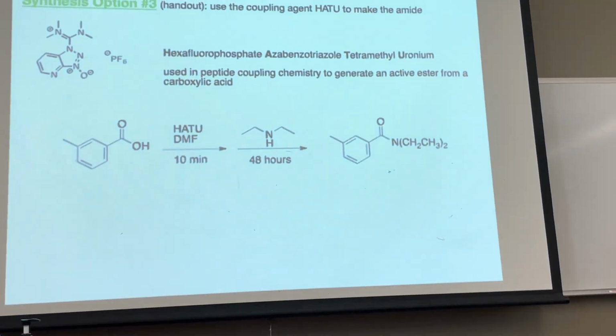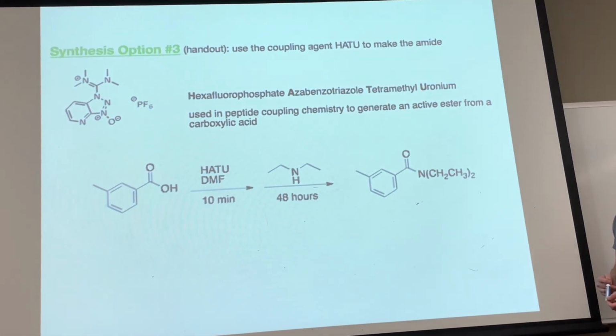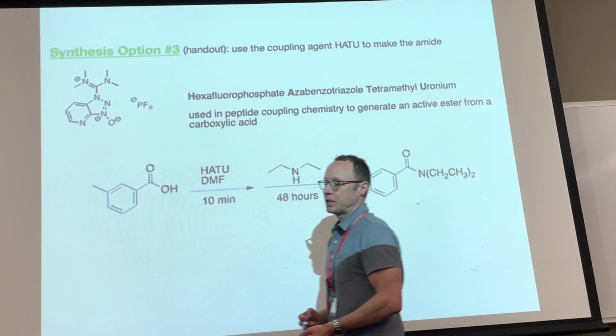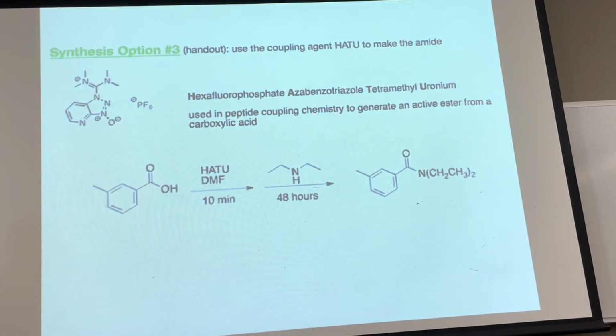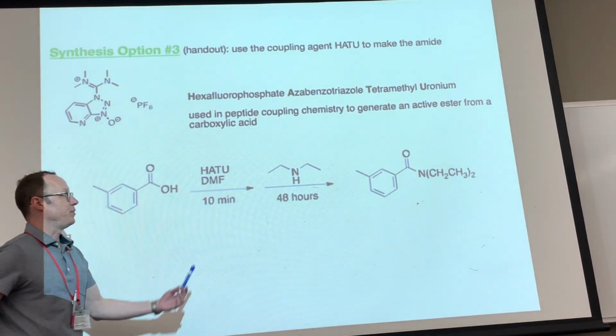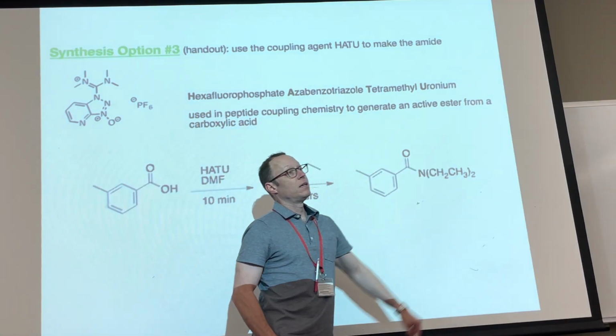The third option, method C, you're using a coupling agent. We talked about this a little bit in lecture. Coupling agents are the most common way that amide bonds are formed these days, and there's a whole bunch of different ones. The one that you're going to be using specifically is called HATU. It's an abbreviation for all of that.